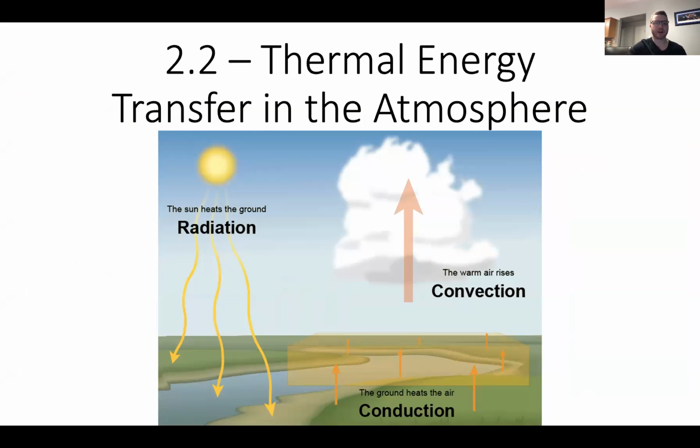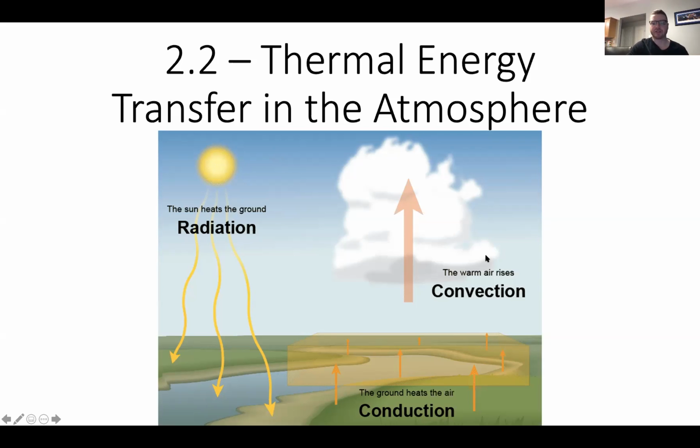So we'll start at the top left part of this diagram here. The way that the sun heats the ground is through radiation. Okay, the sun emits electromagnetic radiation, like ultraviolet rays, visible light rays, infrared waves, to name a few. Okay, radiation is the heating of a substance by the energy that is contained in the waves of the radiation that is being emitted.